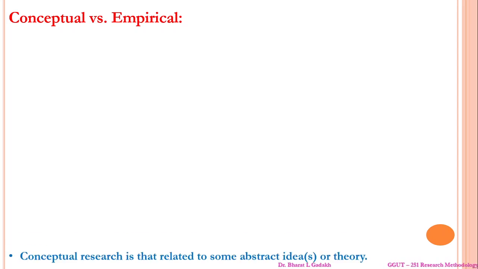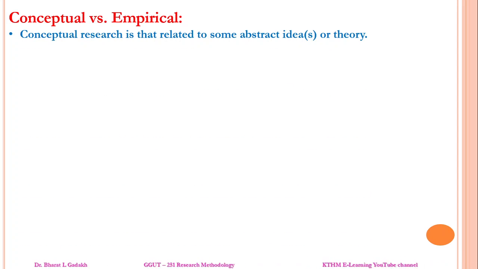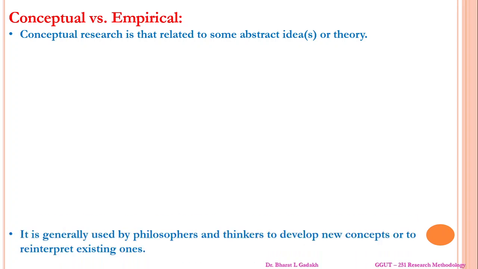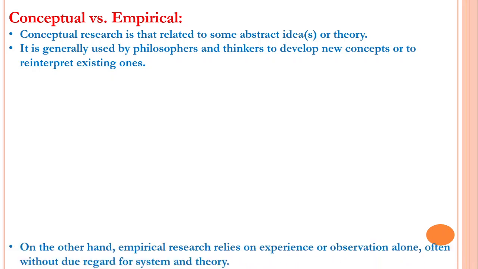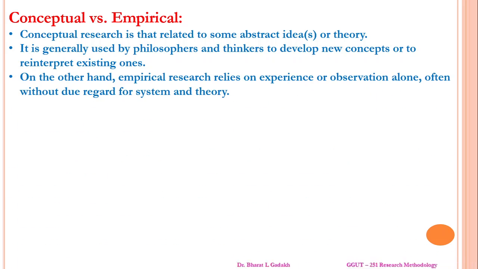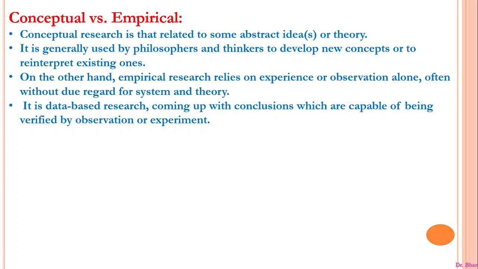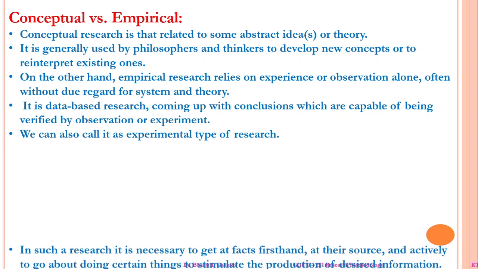Now, conceptual and empirical research. Conceptual research is that related to some abstract idea or theory. It is generally used by philosophers and thinkers to develop a new concept or to reinterpret an existing one. On the other hand, empirical research relies on experience or observation alone, without due regard for system or theory. It is data-based research, coming up with conclusions which are capable of being verified by observation or experiment. We can also call it experimental type of research.